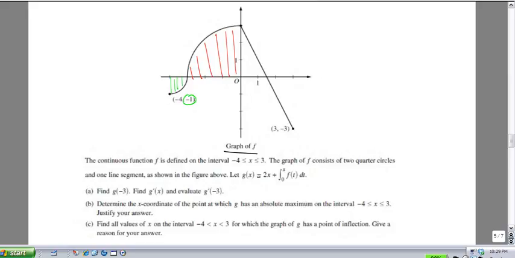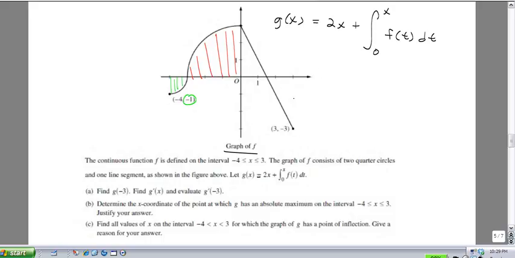Let g of x equal... Okay, I got g of x. I'm going to rewrite it just up here, g of x. Wow, it looks like g of x is an integral function. Kind of interesting. Plus the integral from 0 to x of f of t dt. Okay. Find g of -3. And okay, so that's the first goal.